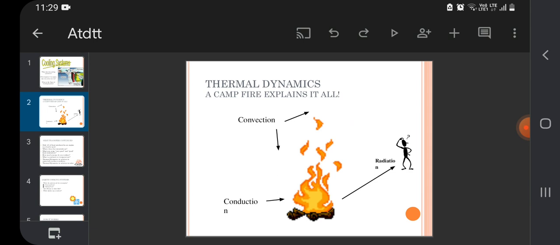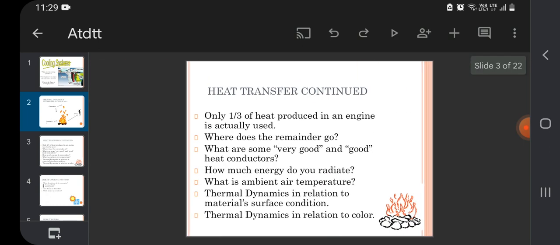Conduction is transfer of heat from one body to another body through physical contact, and radiation is transfer of heat from one body to another body without physical contact. And convection is involving in the body itself.